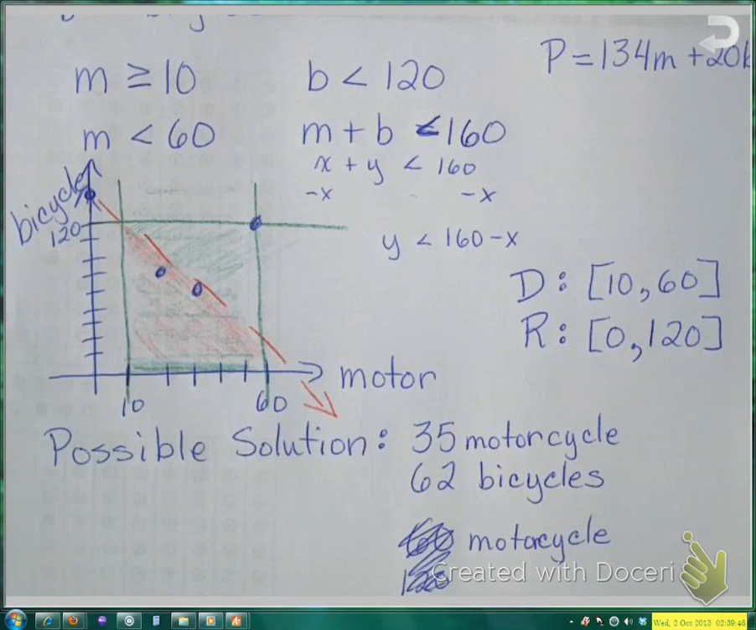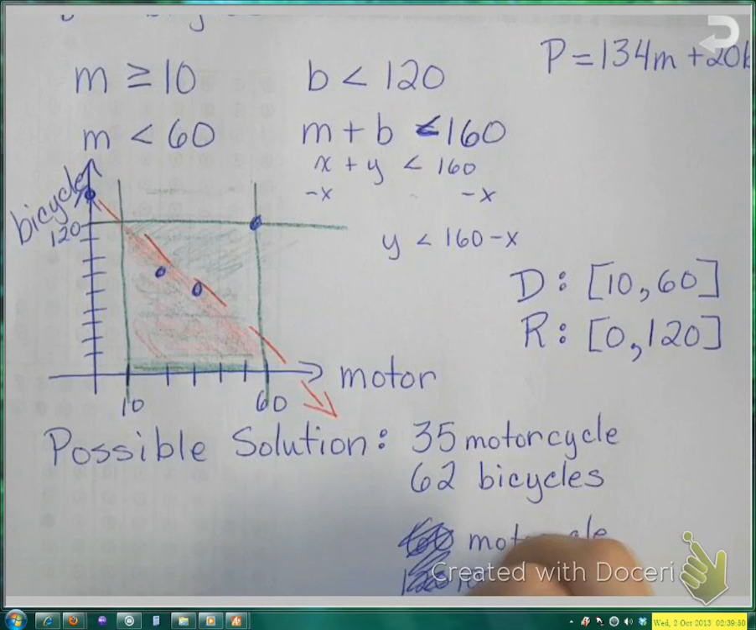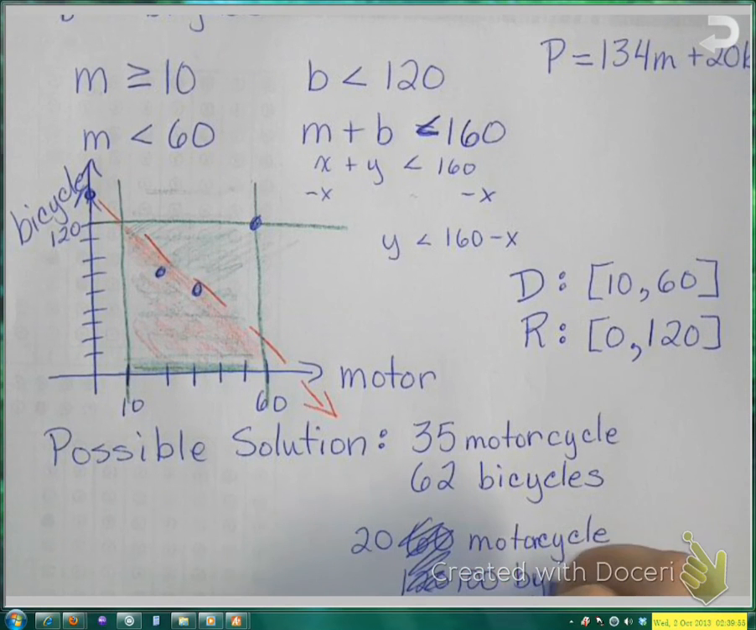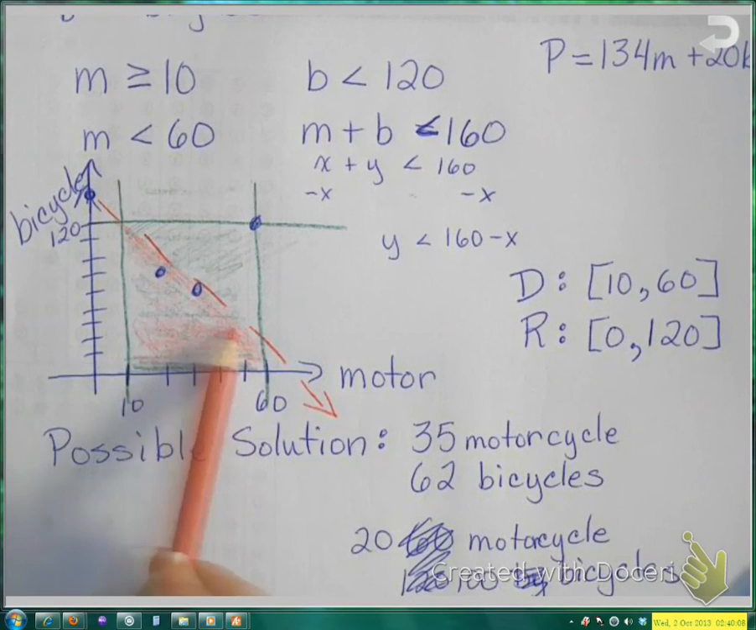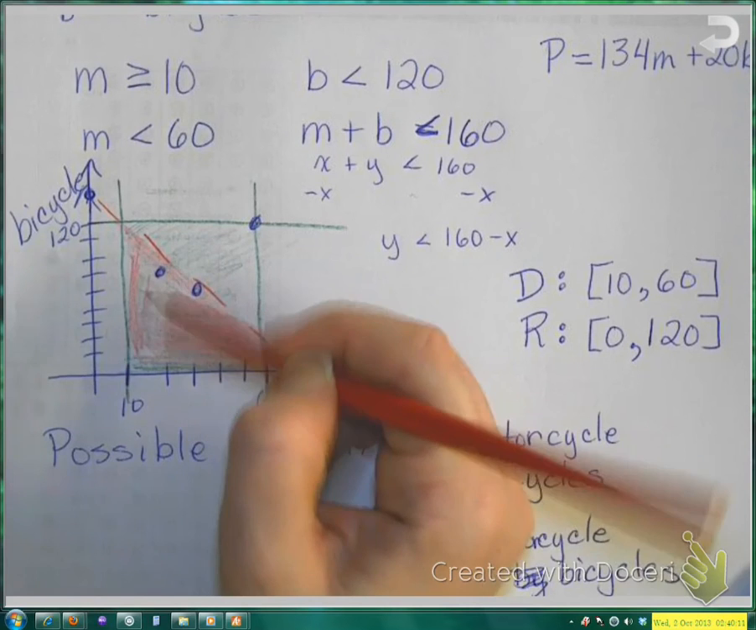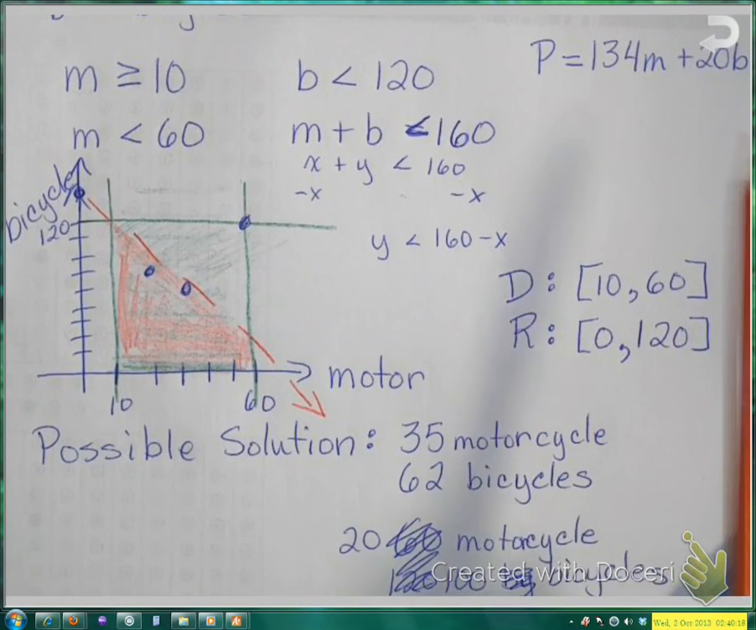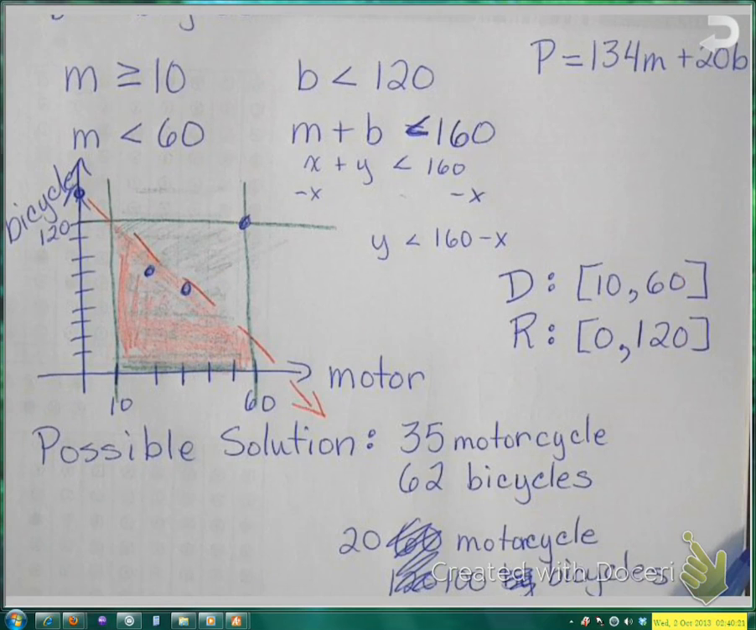Okay? So I could do, let's say, 100 bicycles and only 20. Okay, so as long as we stay within that main shaded region, it doesn't matter which numbers we pick. Now, obviously, the profit you make depends on the numbers you pick. So that's where our profit equation would come in, when we would want to optimize it for the maximum amount of profit, which we are not going to do in this problem.